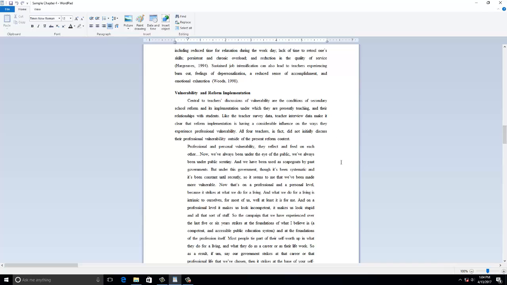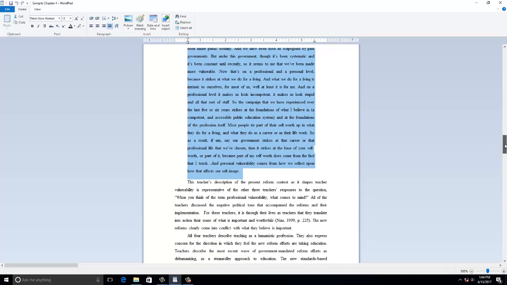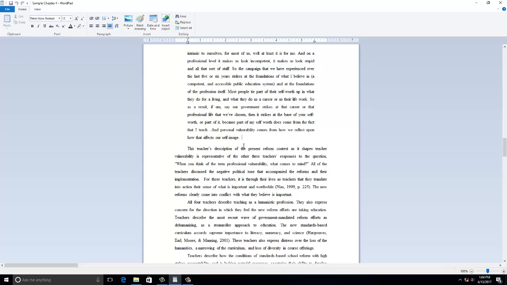So here we go into the presentation of the qualitative data. We introduce the finding. I provide my evidence. Right here, this is the teacher talking about that particular dimension of vulnerability. Now, we analyze the data, we interpret it.